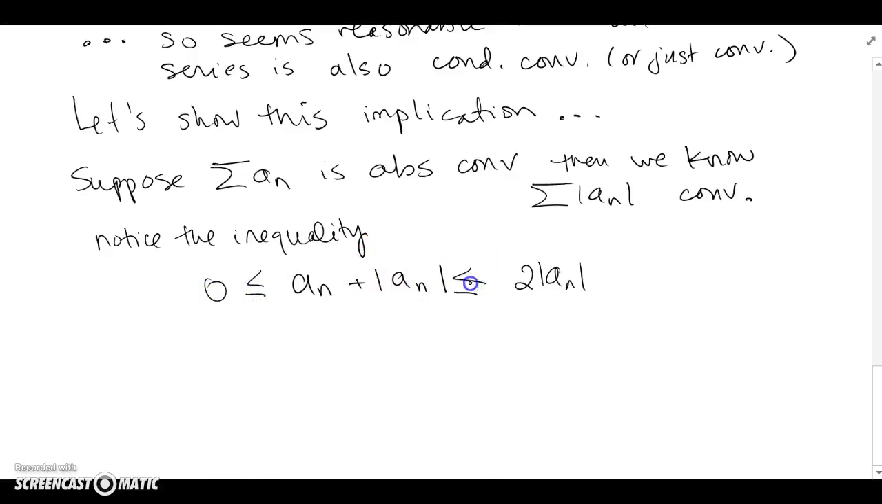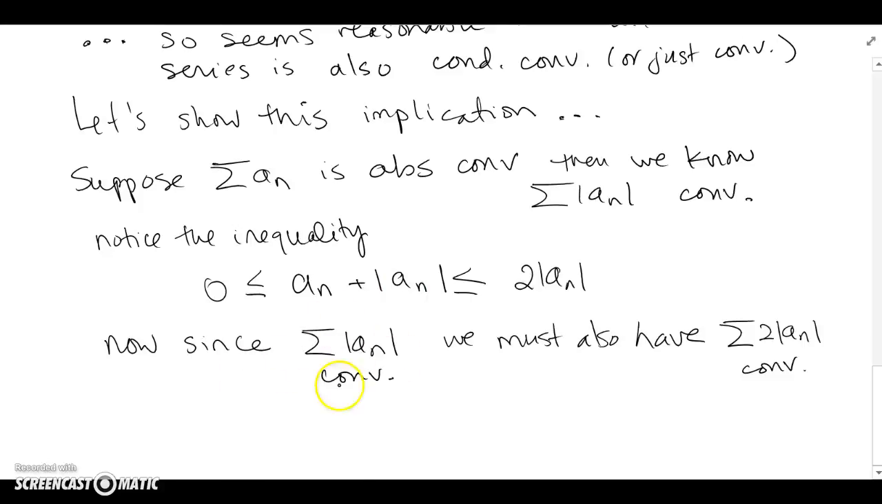So I have this inequality that should hold. If a sub n is positive, the absolute value would be positive, hence it's just going to get doubled. So this guy will have to be less than or equal to this. If a sub n happens to be a negative term, then with its absolute value combined, they must cancel each other out and go to 0. So this inequality will hold for sure for any general term of the series.